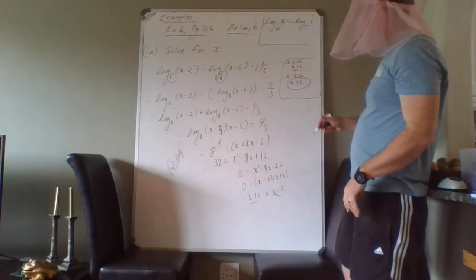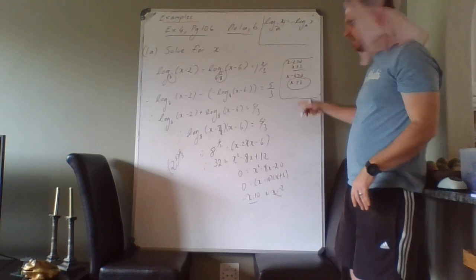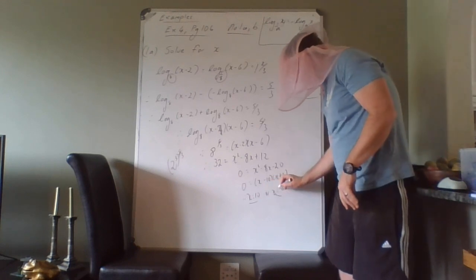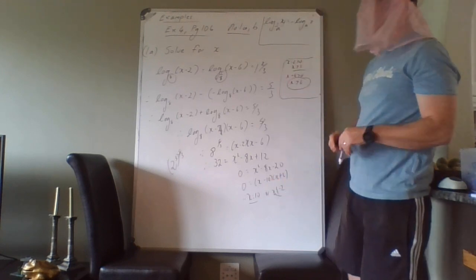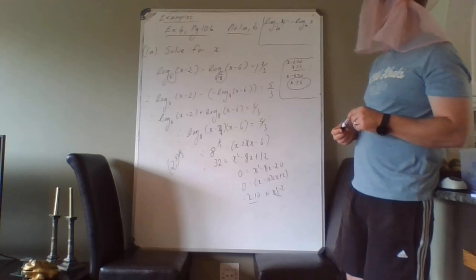Okay, so x is 10 or x is negative 2, but then check your restrictions. And x has to be bigger than 6, so negative 2 cannot be valid. So there is your answer.